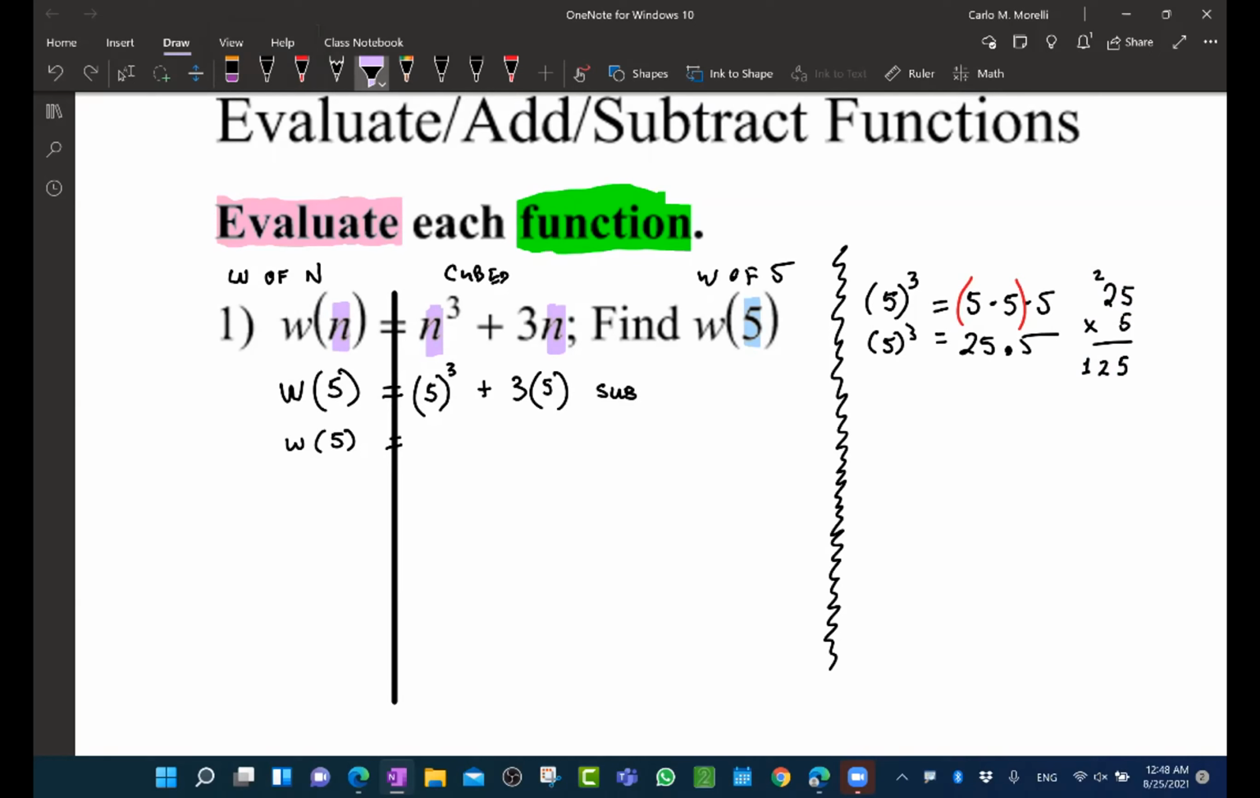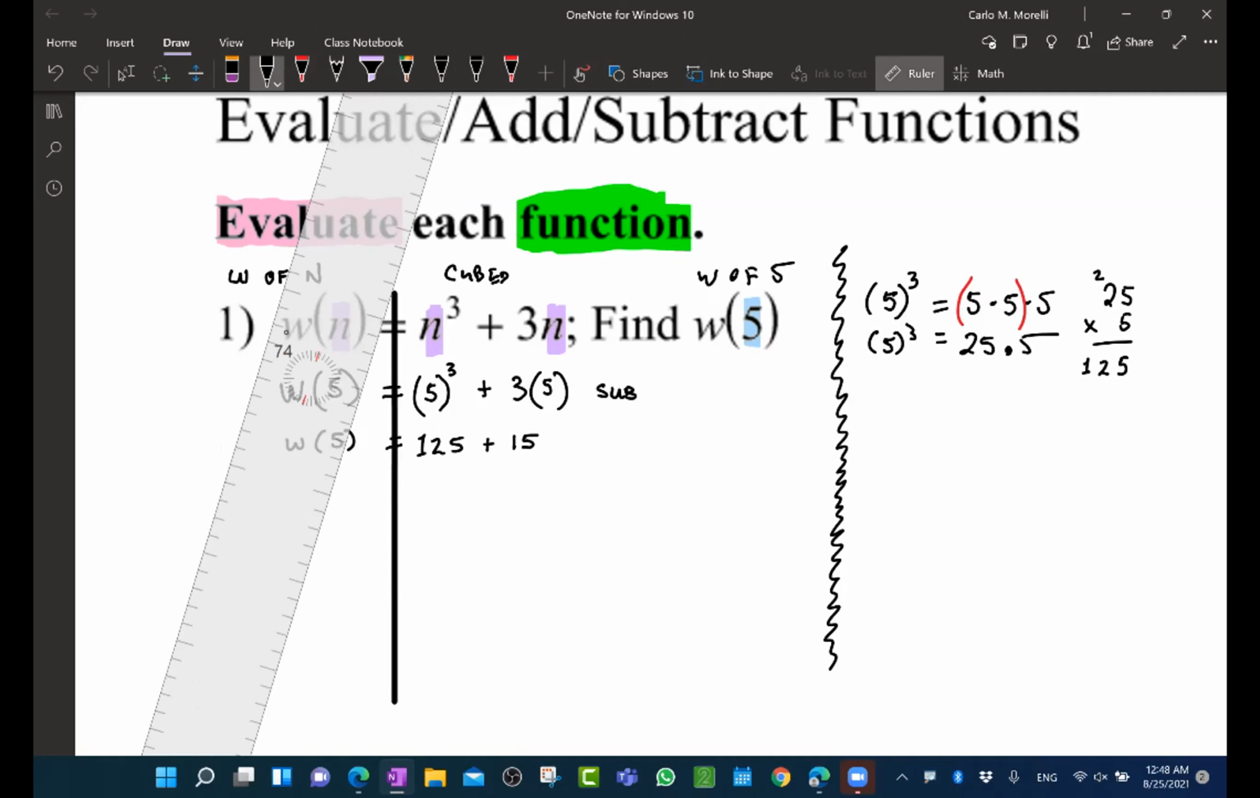So we're going to go back to the problem and write 125 very neatly plus, now we know 3 times 5 is 15. Okay. All righty. So now we're just going to simplify this by adding 125 plus 15. And that's the second piece of side work, right?